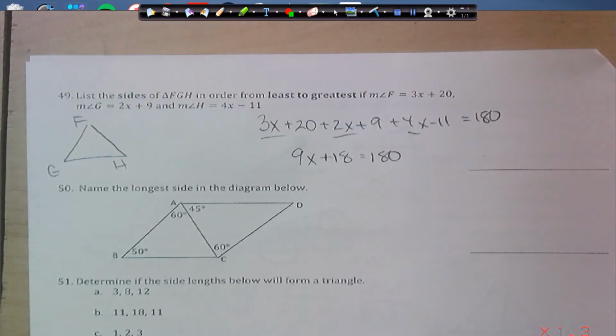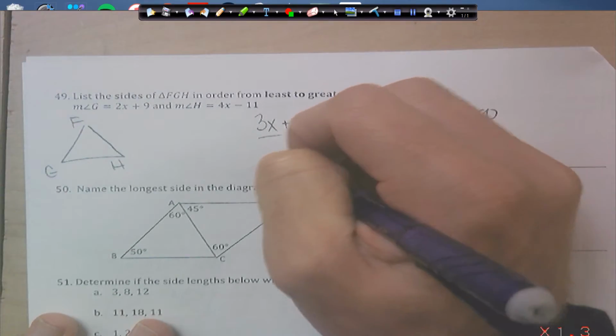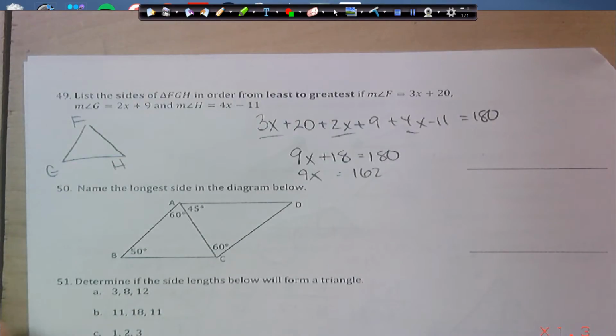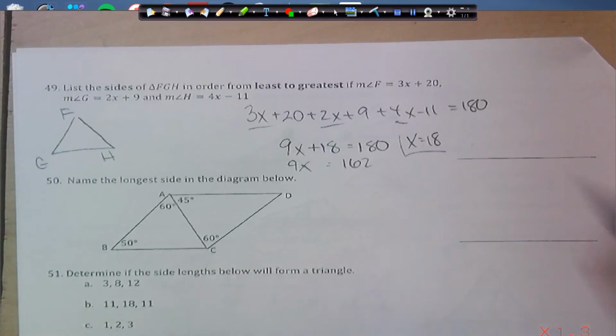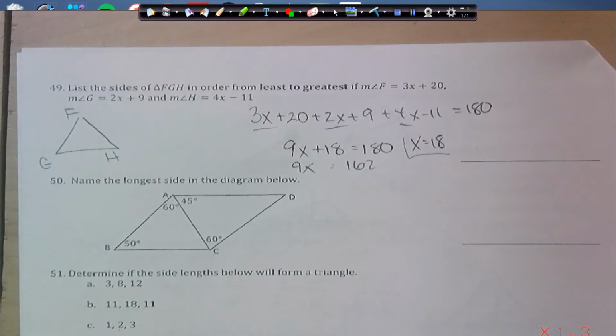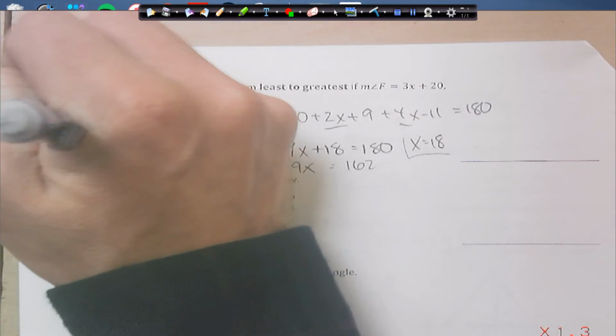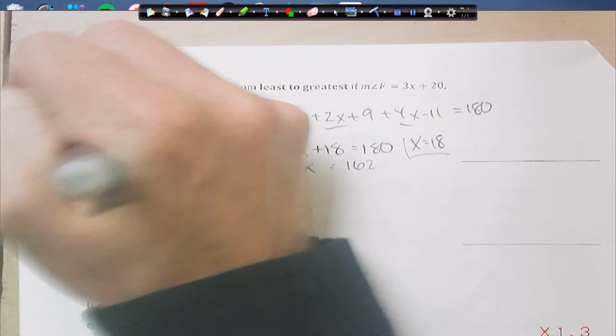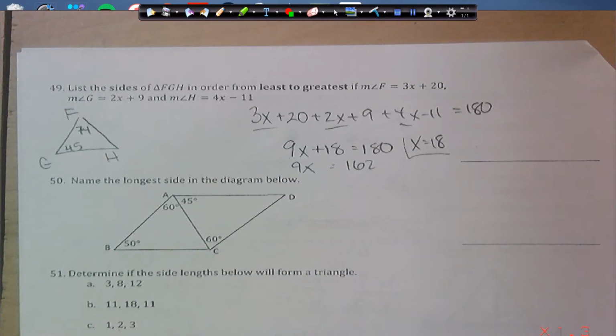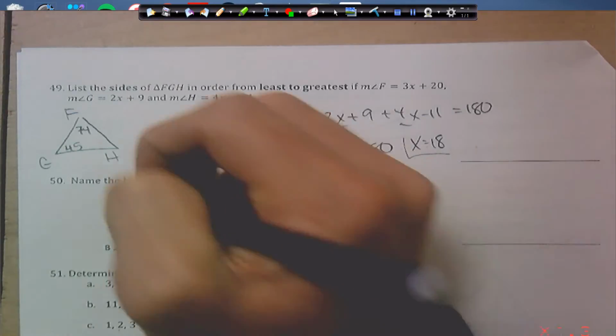Subtract 18 from 180. We get 162. Divide by 9. X equals 18. Okay? So knowing that, we can go ahead and plug in our angles. 18 times 3 plus 20. So angle F is 74. 18 times 2 plus 9 is 45. And then 18 times 4 minus 11 is 61.